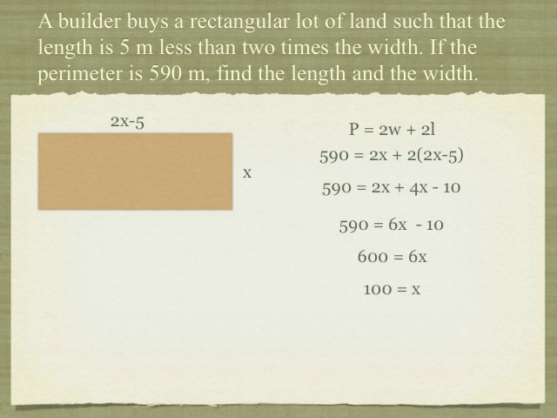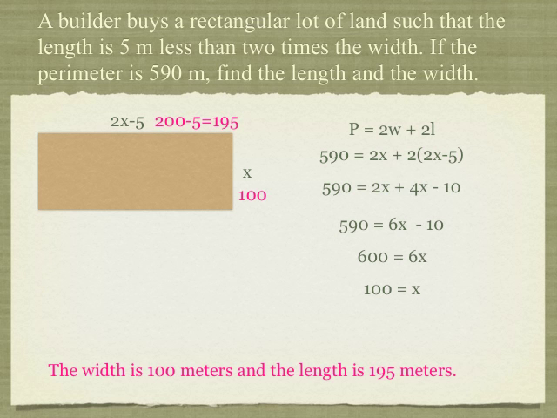Now don't stop there. Don't circle that and say you're done. Come back, look at your picture, make sure you're answering the question. It says find the length and the width. So I'd have 100, and plugging in 100 for x, I get 195. Don't forget your units. How would you find your units? Okay, they're in meters. So the width is 100 meters and the length is 195 meters.